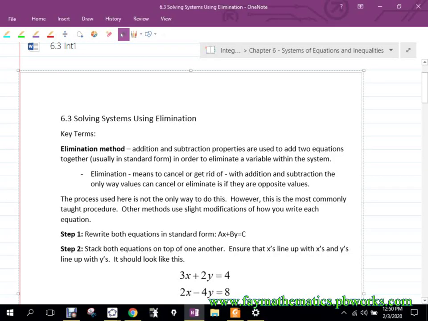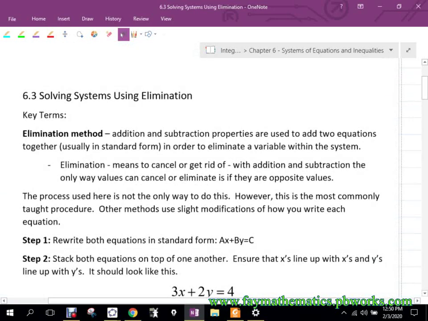Alright. So this one here is called elimination. What does eliminate mean? Get rid of. Okay, so that's what we're looking for here. As we conduct the process, something should cancel out, get rid of, gotten rid of, whatever.